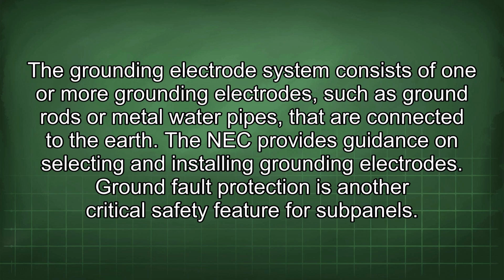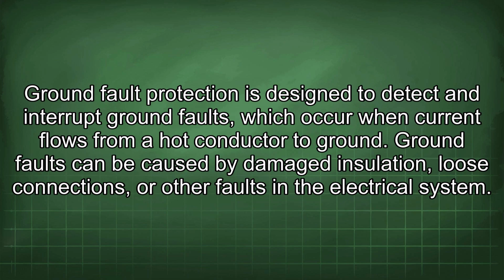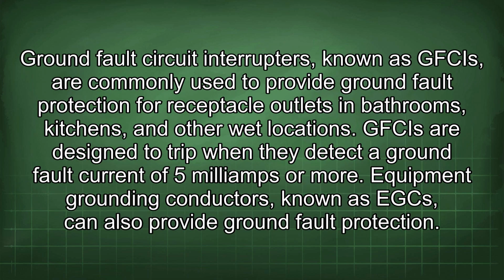Ground fault protection is another critical safety feature for subpanels. Ground fault protection is designed to detect and interrupt ground faults, which occur when current flows from a hot conductor to ground. Ground faults can be caused by damaged insulation, loose connections, or other faults in the electrical system. Ground fault circuit interrupters, known as GFCIs, are commonly used to provide ground fault protection for receptacle outlets in bathrooms, kitchens, and other wet locations.